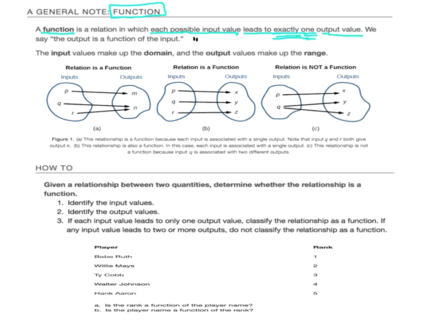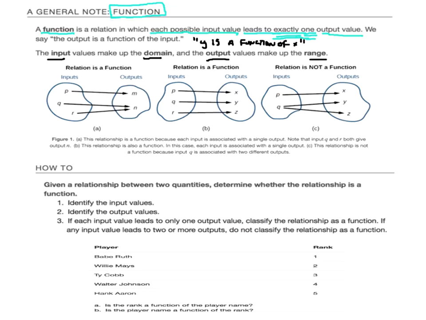Let me write that down. We say y is a function of x when we're dealing with an xy equation there. The input makes up the domain, the output makes up the range. You already know that. Now, let's look at these diagrams here.